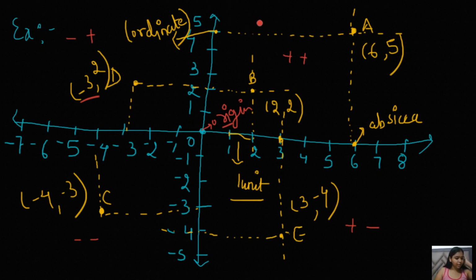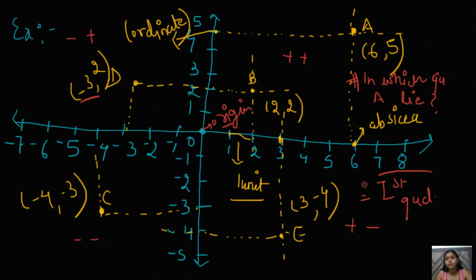Now the question can be like this also, they can ask you in which quadrant does A lie. They will simply ask in which quadrant does A lie. You know A is the point which has both positive, and both positive generally lies in the first quadrant, right? So the answer is the first quadrant. This is how you have to explain things. This is the first quadrant, this is the second quadrant.